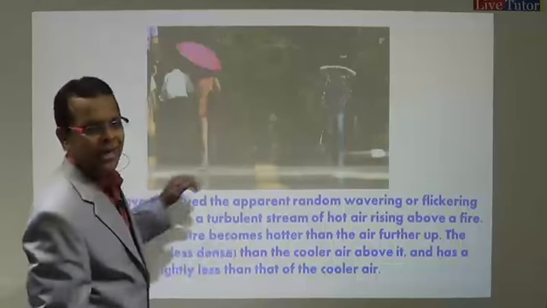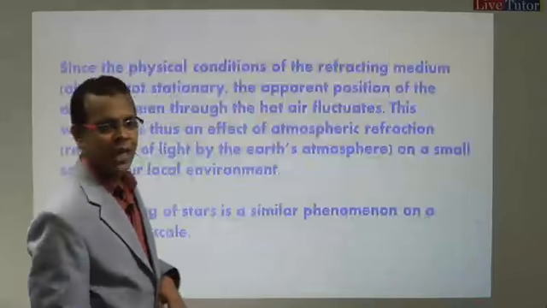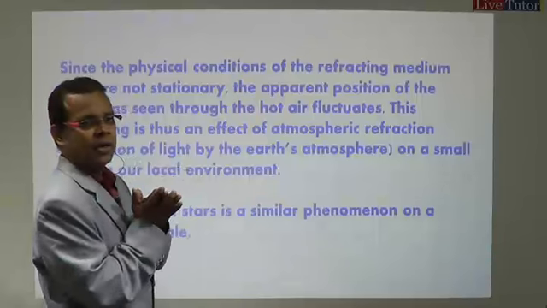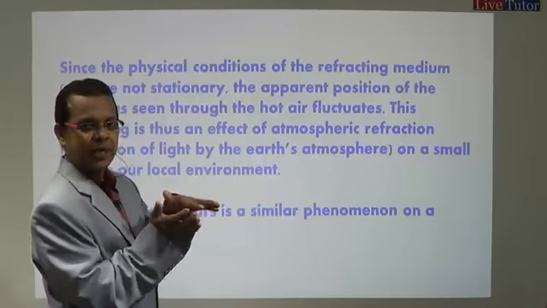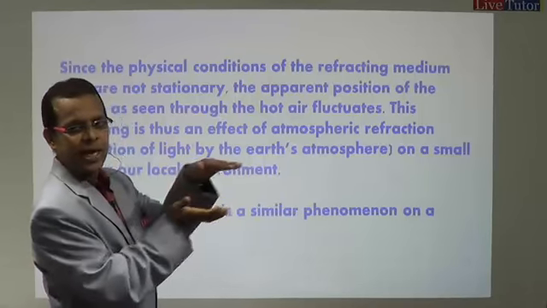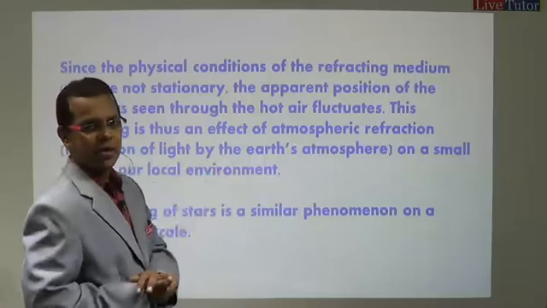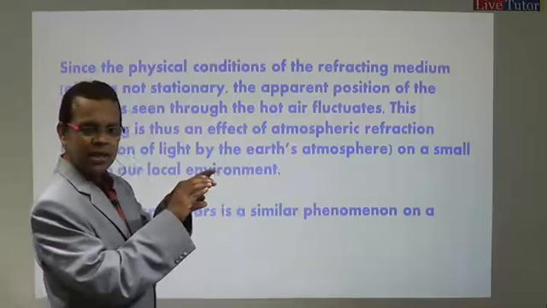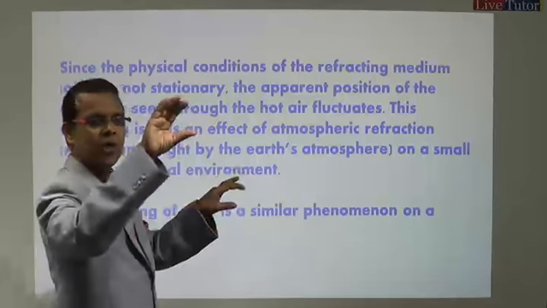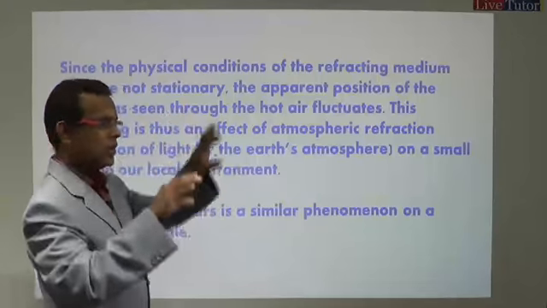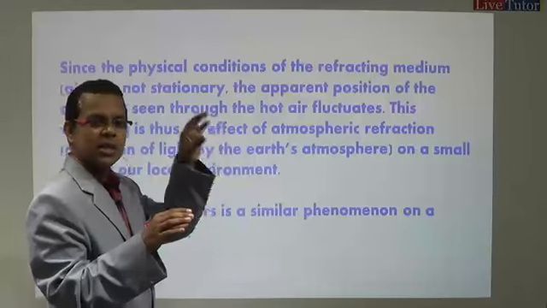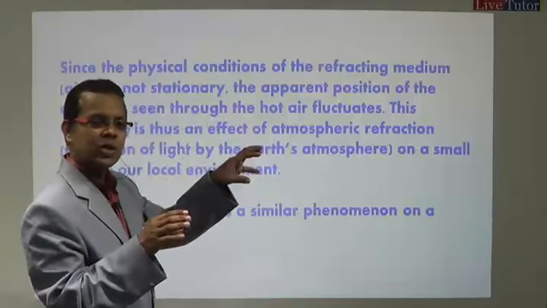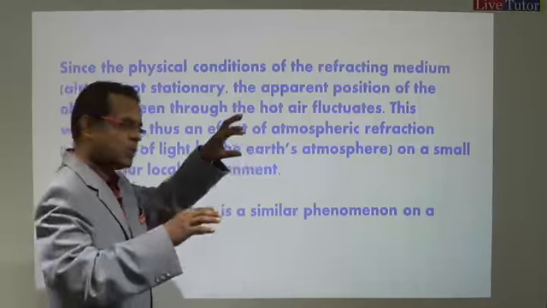It is because of the difference in the density of air. As here, the physical condition, that is the refractive medium, as we have already explained, that different layers may not be stationary. At all times, the same air may not be there. So when the air is heated up, it will keep on moving upward, so that the cool air will come down, because the cool air has more moisture and more density, more weight, more mass, so it will move down.